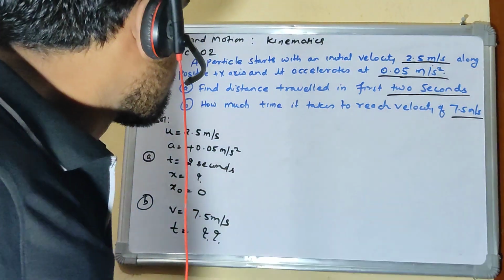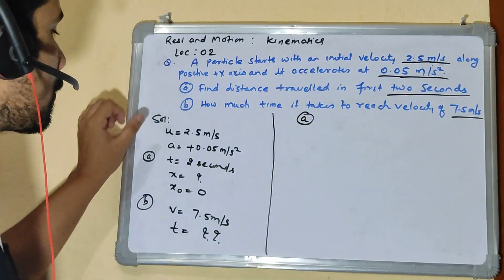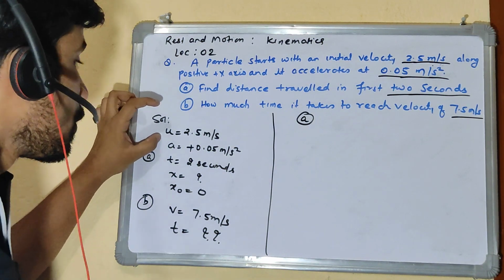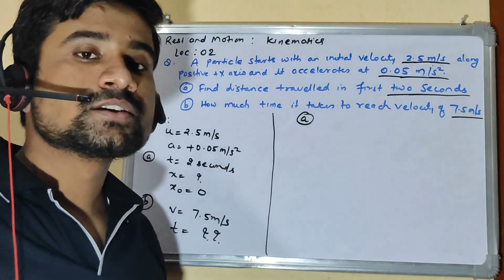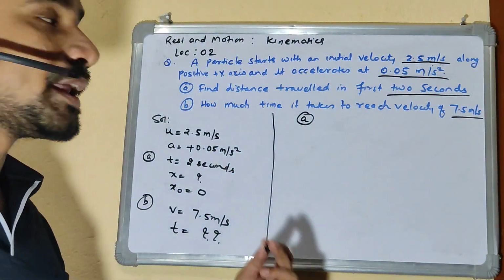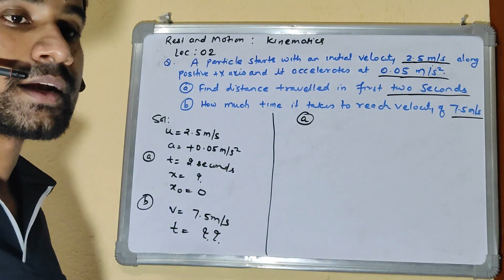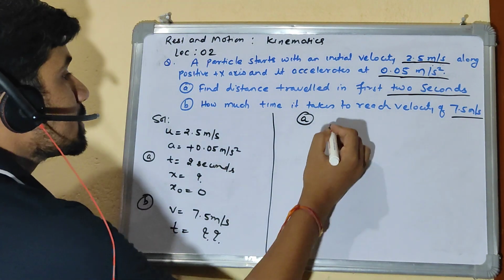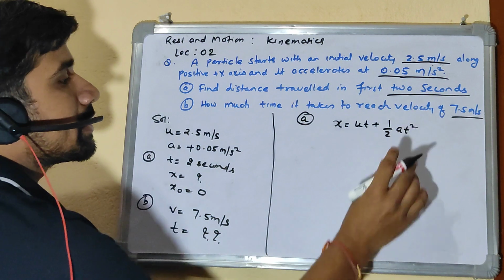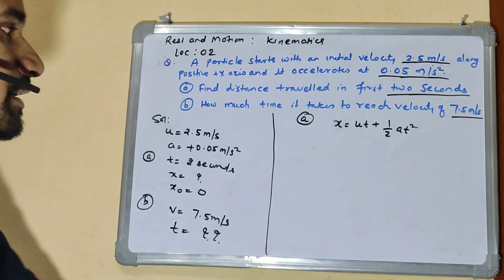Let's start with the first problem. Let's start with the A part. So for the A part, what do we know? We know u, initial velocity. We know a also. We know t also, and we need to find x. So we need to think about what equation we can use to solve this particular problem, right? So the equation which comes to my mind is x equal to ut plus half a t square. You see, you have all the values. You have u, you have t, you have a. You can easily find x, right?